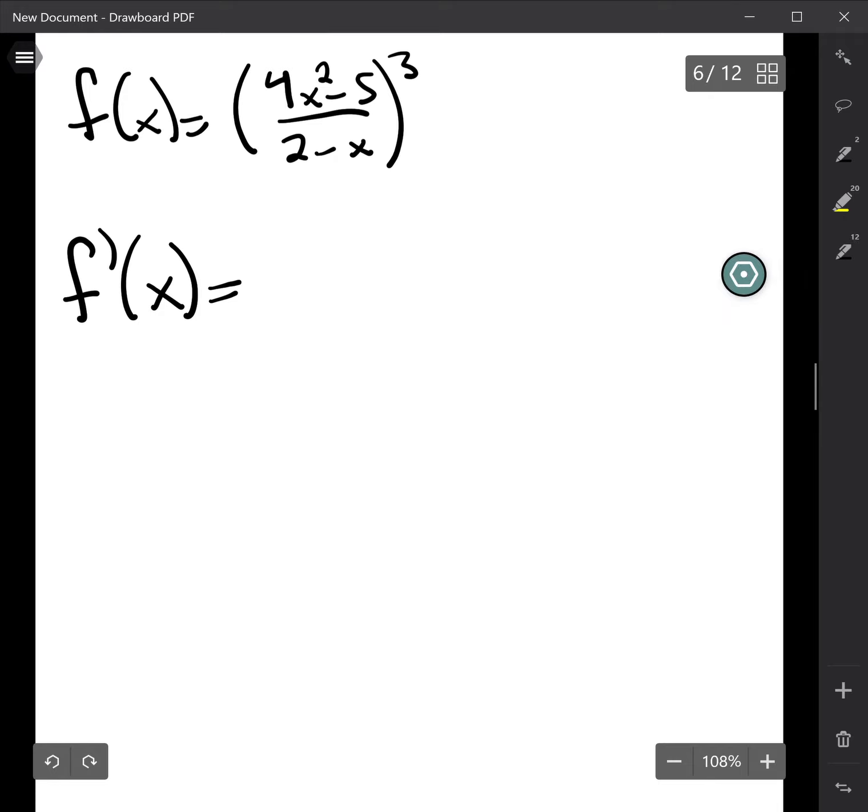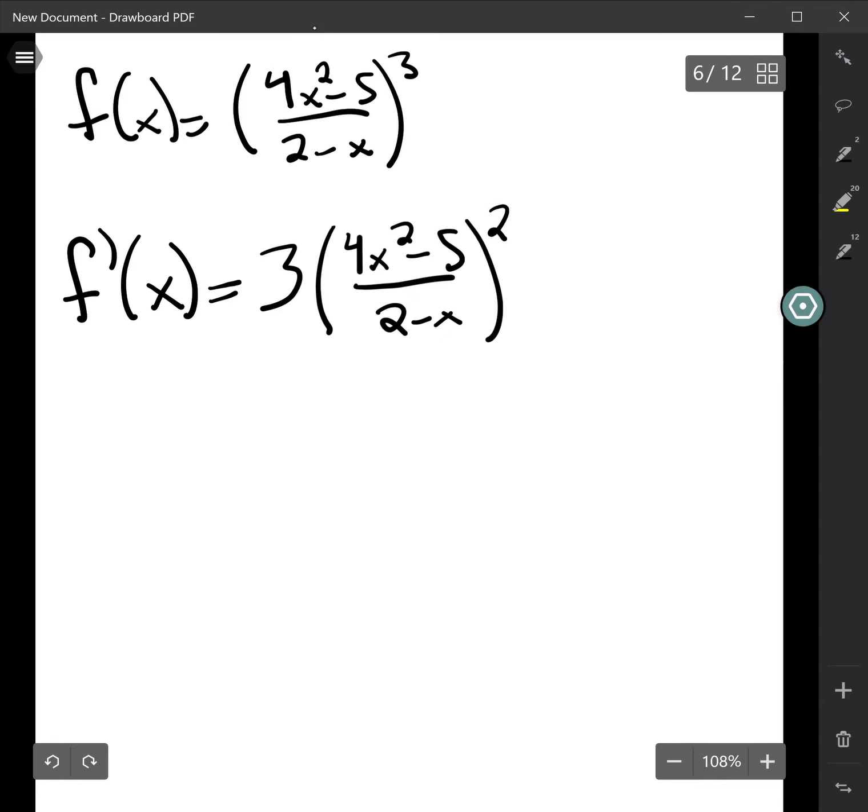Now start with your big picture rule. We do the derivative of the outside, 3 times, well, we recopy what was inside the factor. So 4x squared minus 5 over 2 minus x. So 3 times this guy squared. That's our derivative of the outside. Now we're going to multiply this by the derivative of the inside.